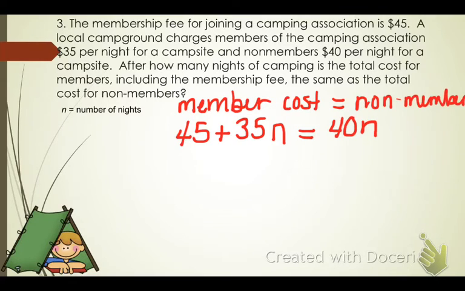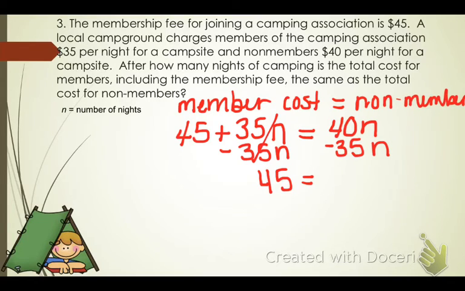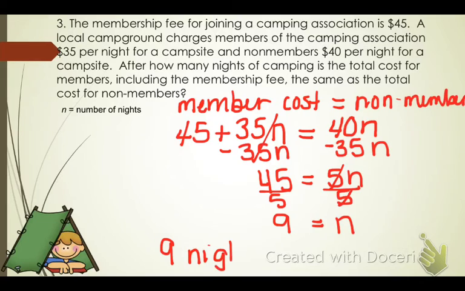The algebra becomes simple. So we want to combine our like terms. This time I'm actually going to take my n's over to the right side because I only have one constant. So I choose to bring my variables to the right, which results in 45 equals 5n. One more step of dividing both sides by 5 results in n equals 9. So that means for 9 nights, the cost would be exactly the same.